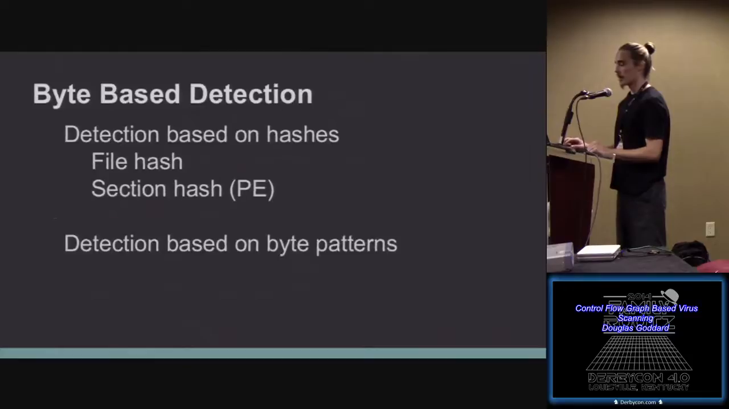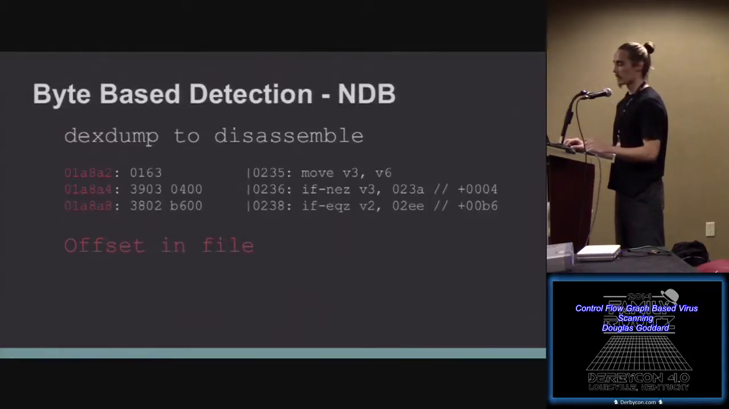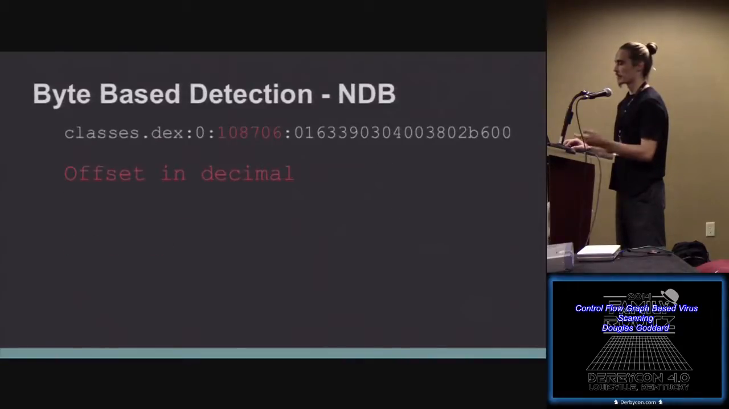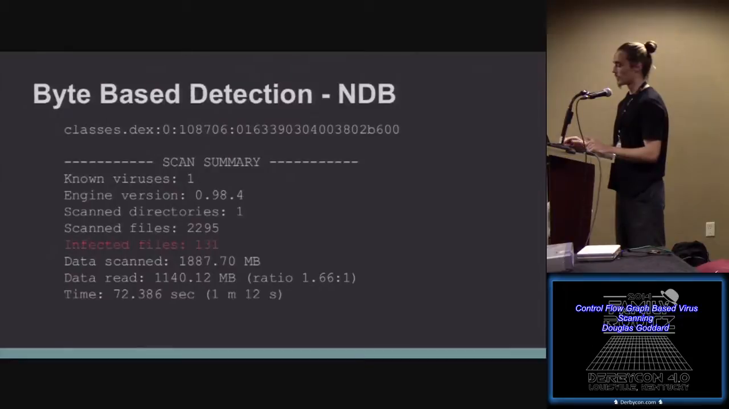The next way to do that is based on byte patterns. So we can actually take this offset in the file and the code that is in the file and create another signature with that. So that's the offset in decimal, the code, and we have the signature name, and the 0 just means file type any. If we scan, we'll see the same 131 files because that's pretty specific.